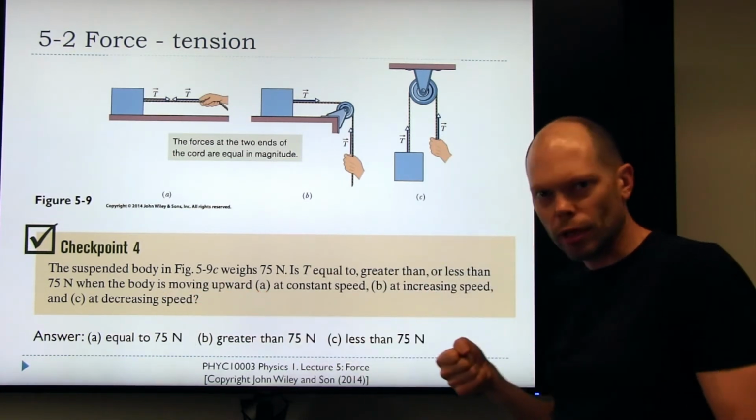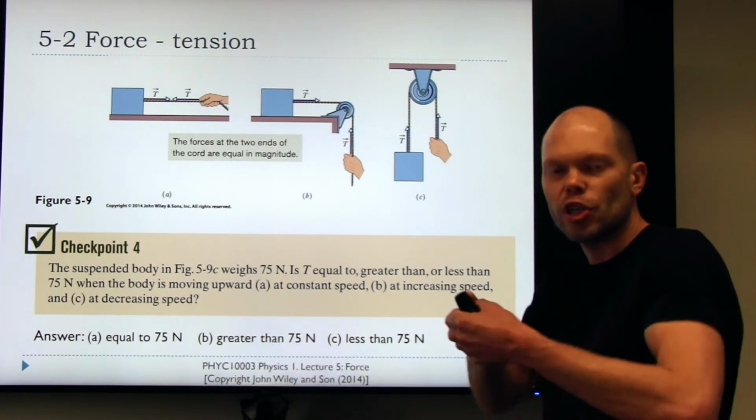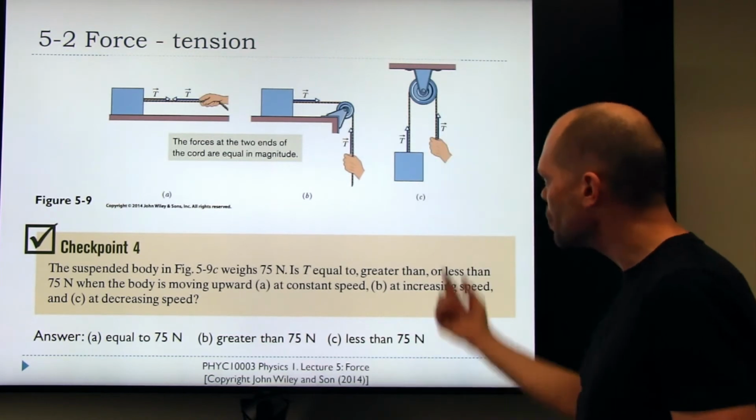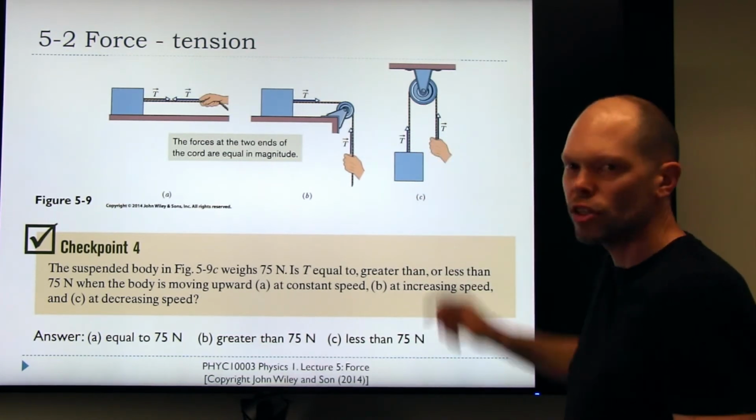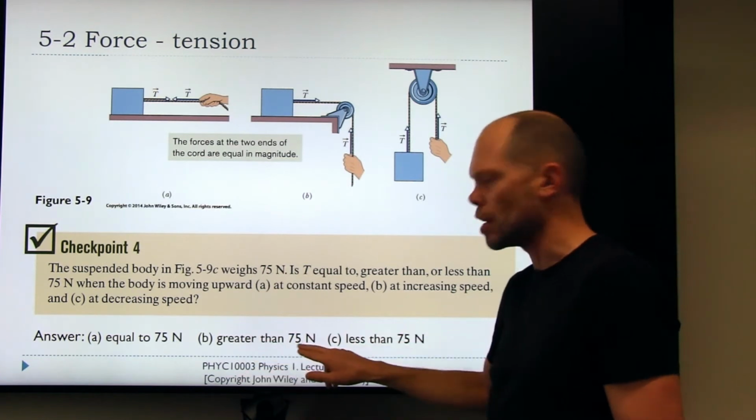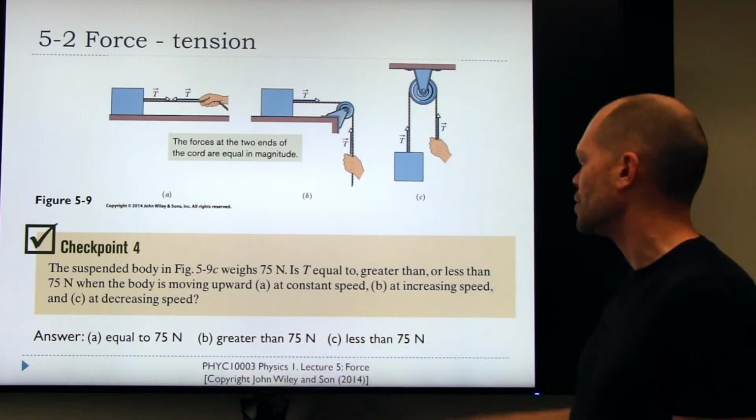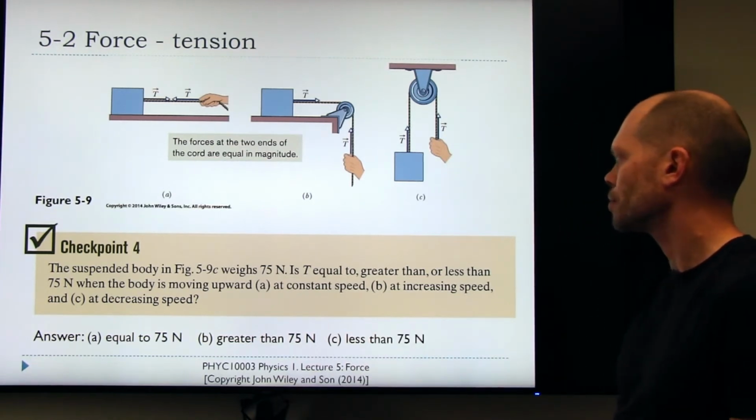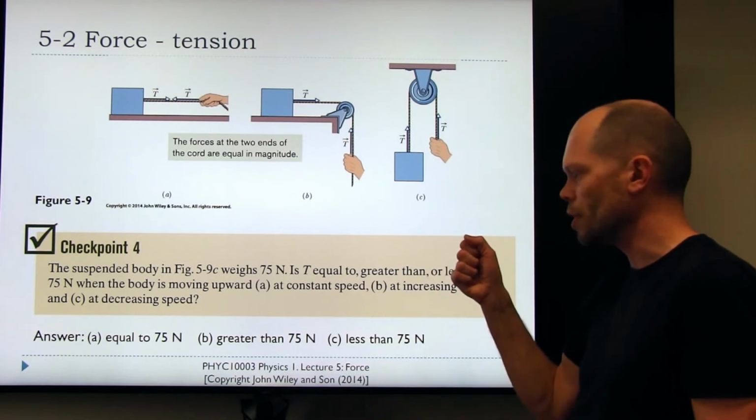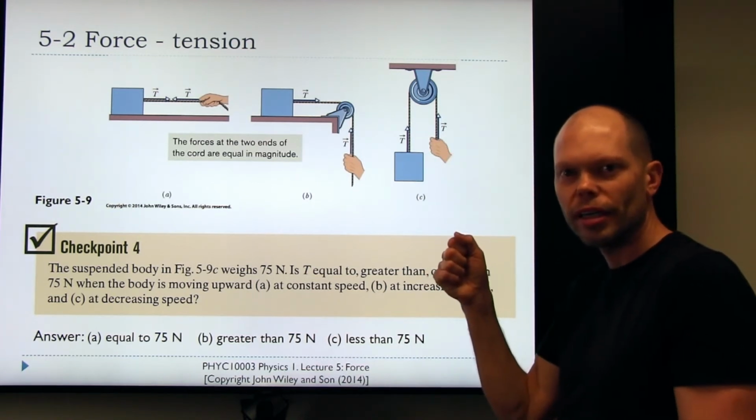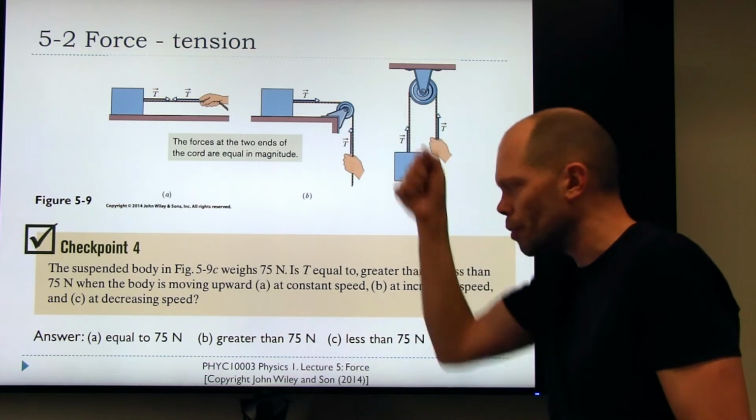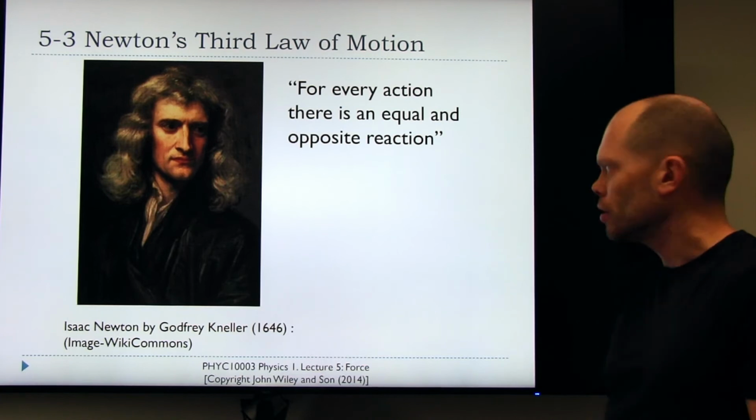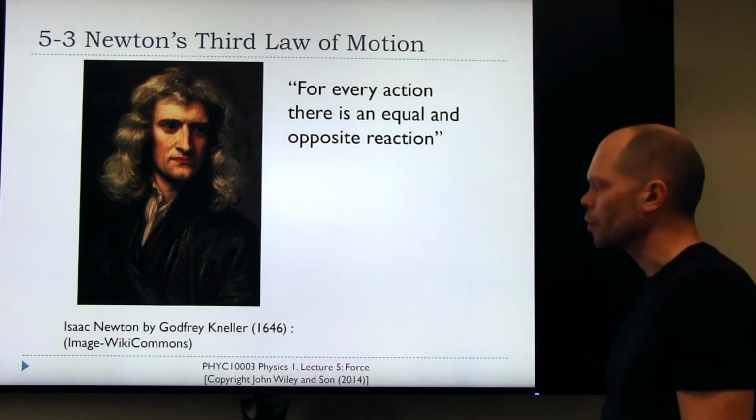It's like pulling something really hard, you're going to jerk it. You're going to almost snap it because you're increasing the amount of force there. So if we increase the speed, it's accelerating opposite to gravity, and that tension is going to increase. So it'll be greater than 75 newtons. If it's at a decreasing speed, it's going to be less than 75 newtons. Decreasing speed means we're just sort of letting up on it. We're decreasing the tension by letting up on it. This guy again comes up a lot: for every action, there's an equal and opposite reaction.